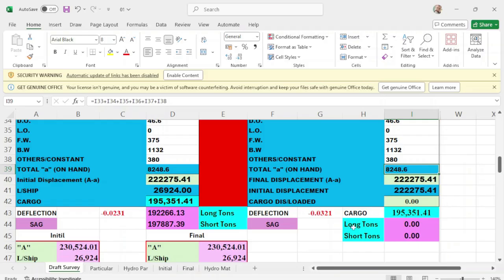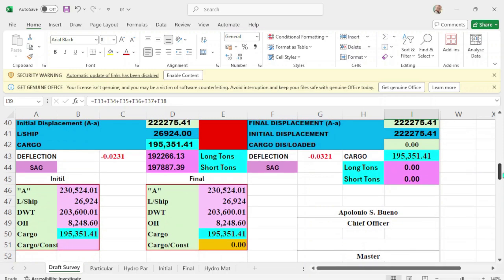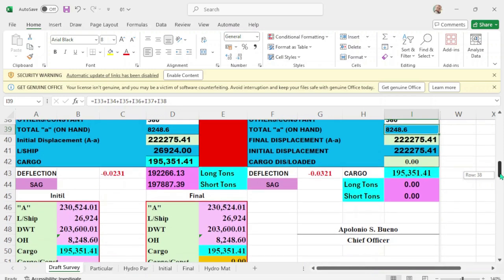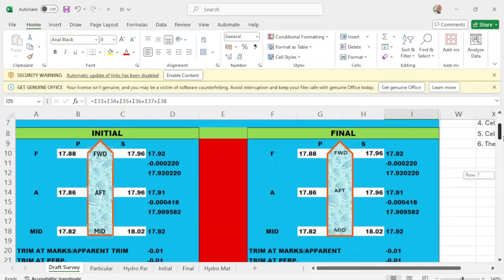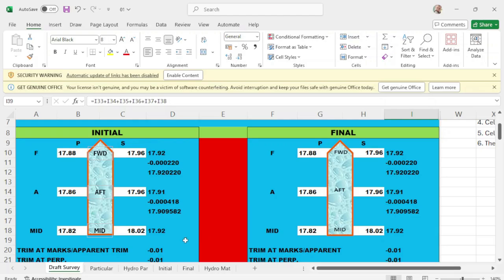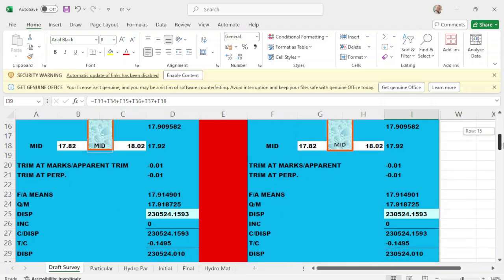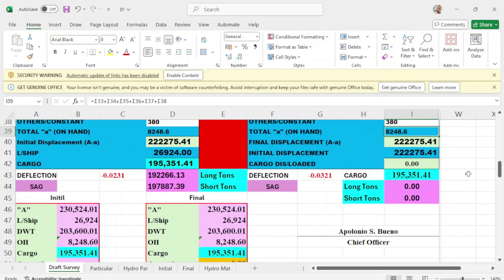The cargo on the final draft survey is 195,351.41, which is the same here. And the checking, the cargo is the same. So if the results are the same, which means this program for draft survey is correct. There's no error, and it is verified that the cargoes are the same.